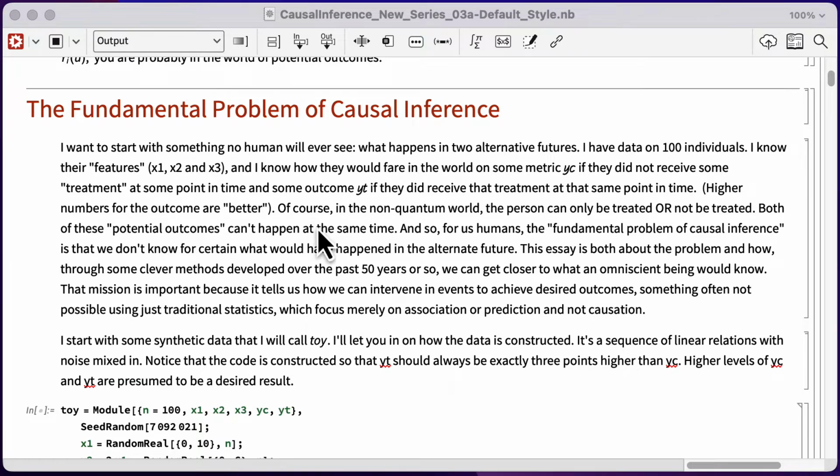Now, they can't both receive treatment and not receive treatment. And so the issue is I'm only going to have data for each of them. I might have a YC value, I might have a YT value, but I'm not going to have both. And the question is, can I impute, can I figure out clever ways of figuring out what would have happened in these alternative futures?